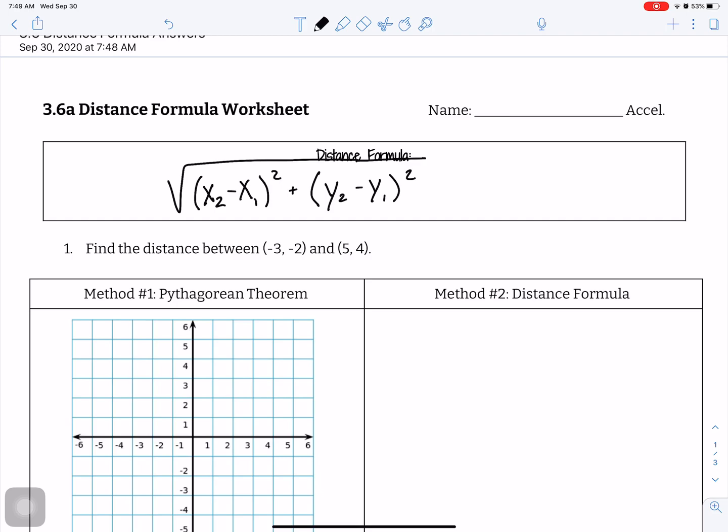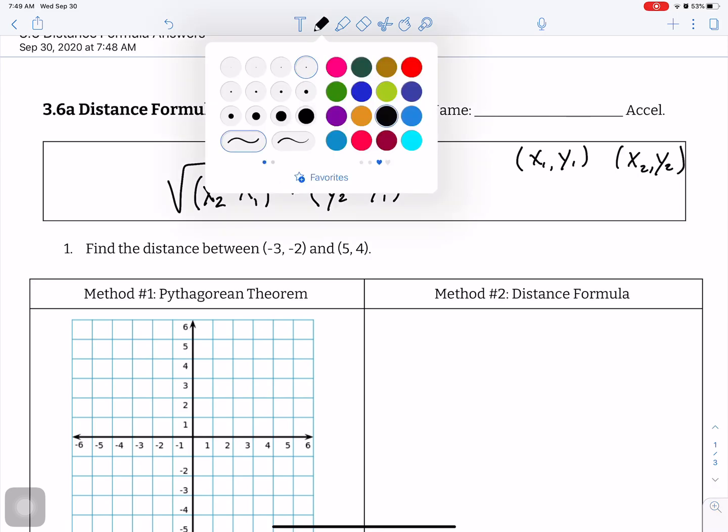And then when we have points, so we have 2 points. We have an x1, y1 point, and we have an x2, y2 point. And so we'll go through how all that works. The first thing we're going to start with is graphing it.